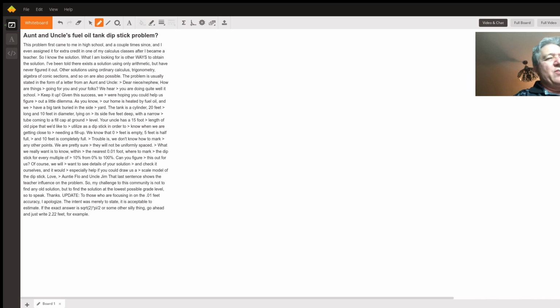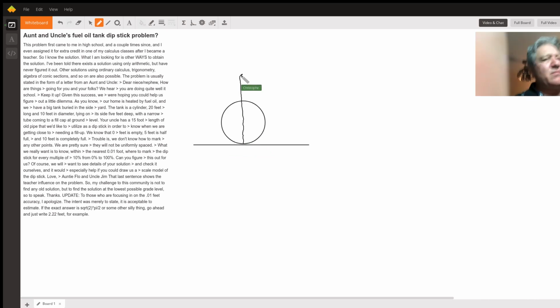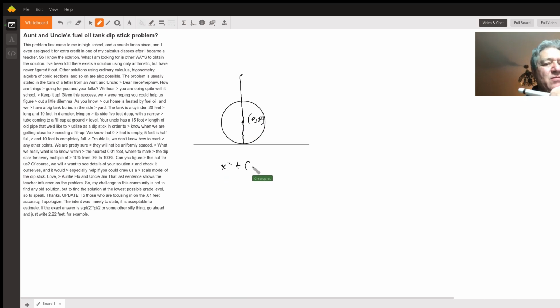I'm going to attempt to answer the question to this oil tank problem. First of all, I start out with a circle, which is the cross-section of the tank, and I just make it a sketch. I make the center of the circle (0, R). And the equation of that circle, the cross-sectional area, would be x squared plus (y minus R) quantity squared is equal to big R squared. And you draw a little section.